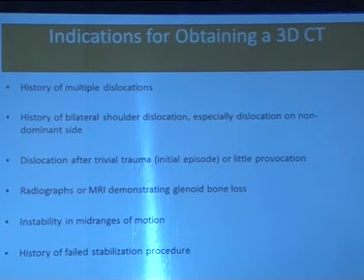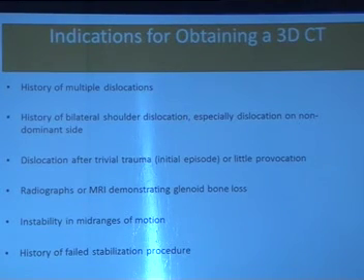And for me, I don't subject all the patients to a 3D CT scan except for certain indications, like a patient with multiple dislocations, where I understand there would be a bone loss. A patient who has bilateral shoulder dislocations, especially a dislocation on the non-dominant side, I would always ask for a 3D CT scan. A patient who dislocates after trivial trauma at the initial episode or with a little provocation also needs a 3D CT. An MRI or X-ray which shows a glenoid bone loss again needs a 3D CT scan to quantify the glenoid bone loss.